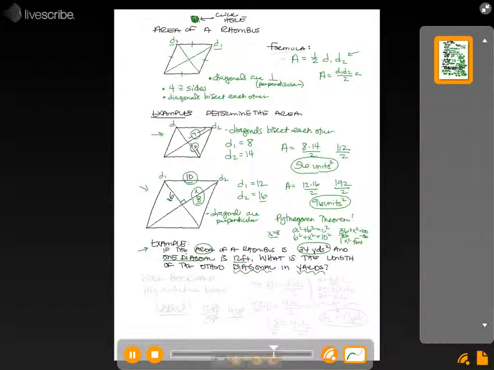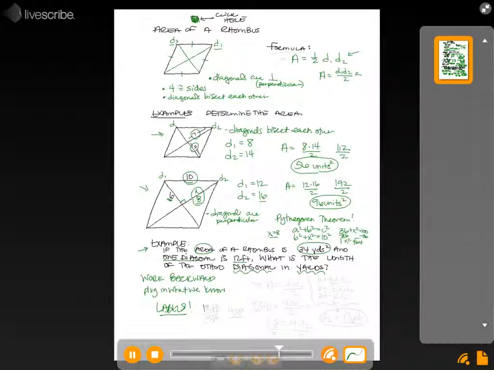So we're going to do kind of what we did with our trapezoid example. We're going to work backward. And we're going to plug in what we know. This has an extra step in it that you need to be paying attention to, and we need to be paying attention to our labels, because they're not all the same in this problem.